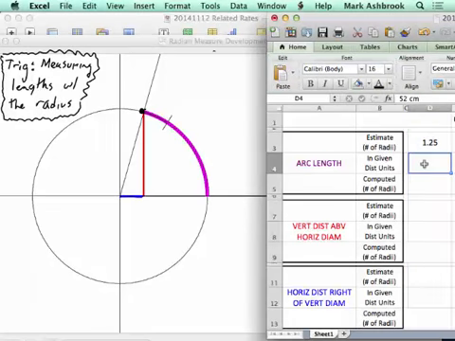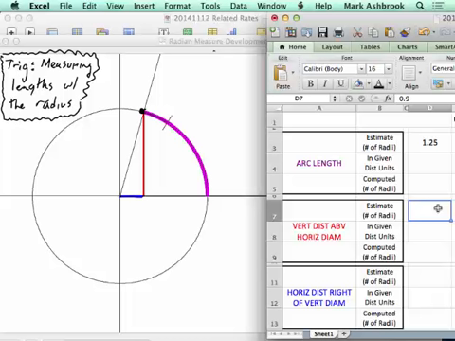How about the vertical distance, the red distance above the horizontal diameter, measured using the radius as a measuring stick? What did you estimate that to be? 0.9. What do you think about 0.9? Probably a little more than 0.9. Okay, that's the ballpark though. It's almost 1 radius length, so like 90% of a radius length.